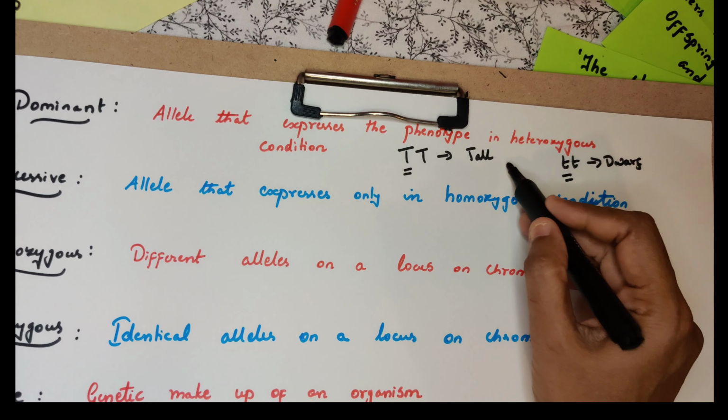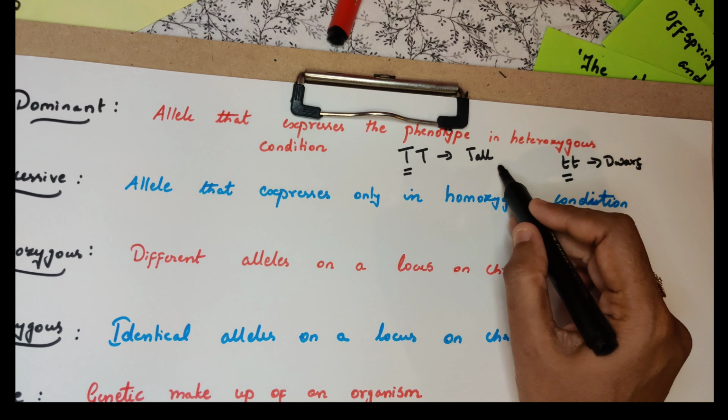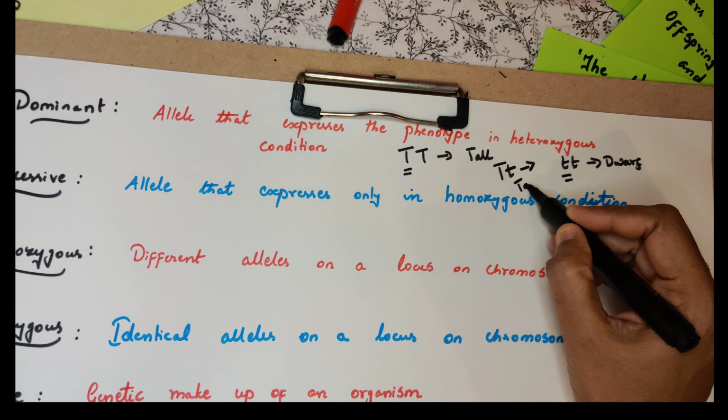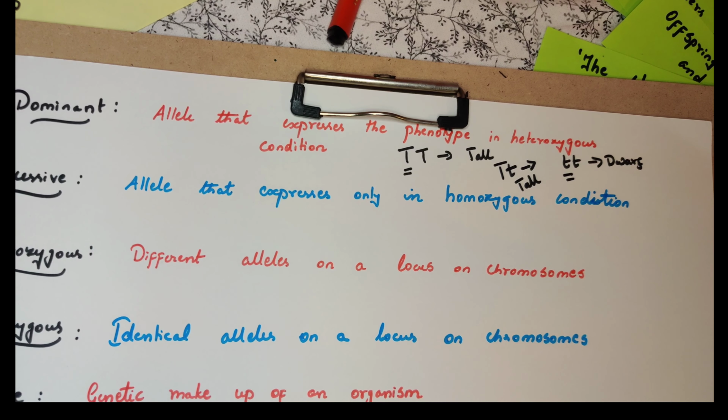For example, if you have a capital T and a small t, here also the external feature of the organism you see is tallness only. Even with a small t, it will still be tall, even in heterozygous condition. What do you mean by heterozygous condition? Because there is one capital and one small t together, it is heterozygous. So even in heterozygous condition, if tallness is expressed, then it is called a dominant phenotype. And dwarf is a recessive phenotype.